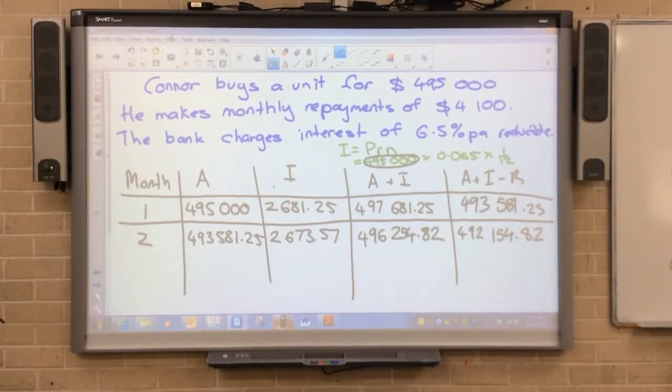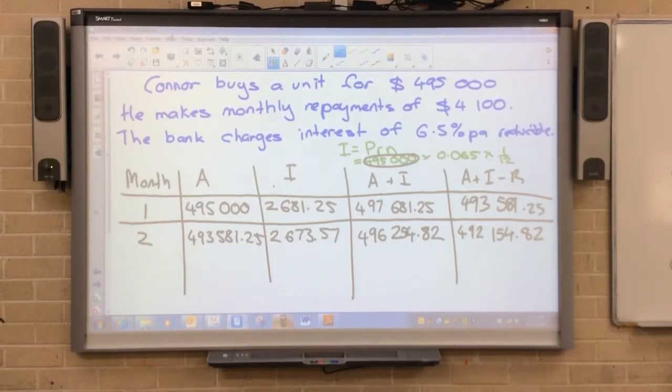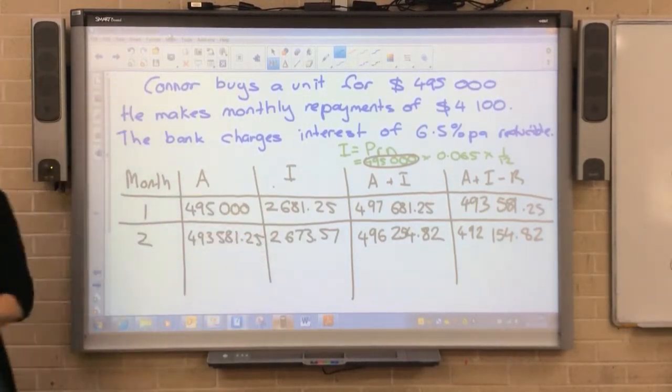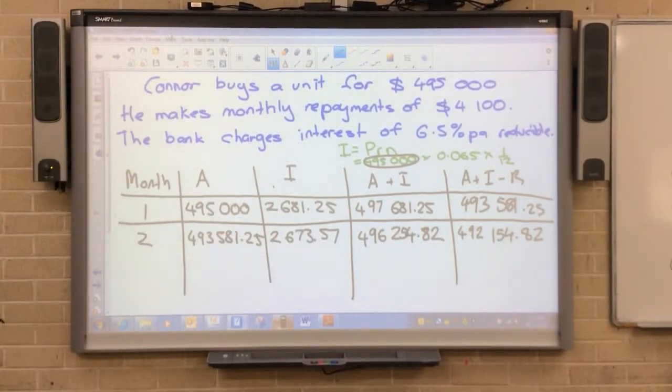Looking at this one, how much interest has he paid in those first 2 months? How would I work out how much interest he paid in the first 2 months? Add both the interest. Just add those. So if I said how much interest he paid in 2 months, I could just add those together. About 5,000. So a bit over $5,000.